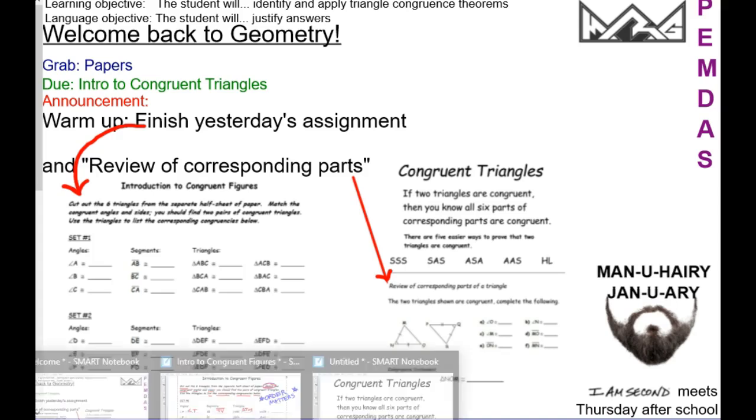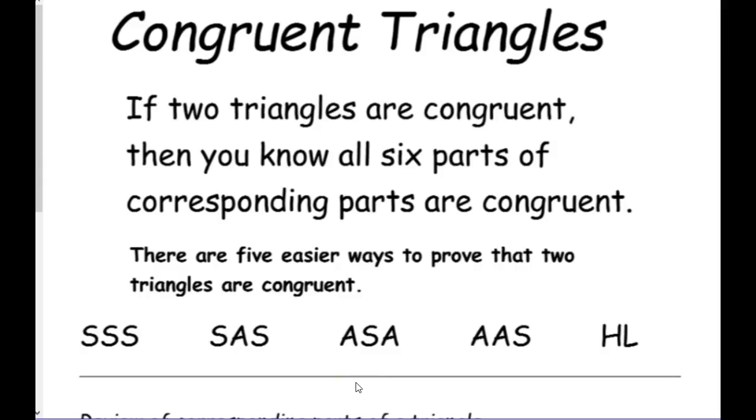So we're looking at this sheet, this congruent triangles packet of notes. You can see these 5 different ways we're going to tell if 2 triangles are congruent. And remember, congruent means same size, same shape, okay? So it says if 2 triangles are congruent, then you know all 6 corresponding parts are congruent, which means 3 sides, 3 angles, right? So you know all 6 parts are going to be congruent if the 2 triangles are congruent.